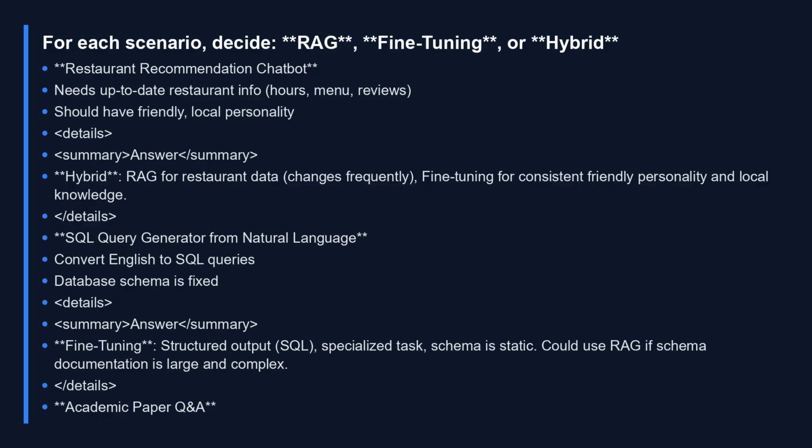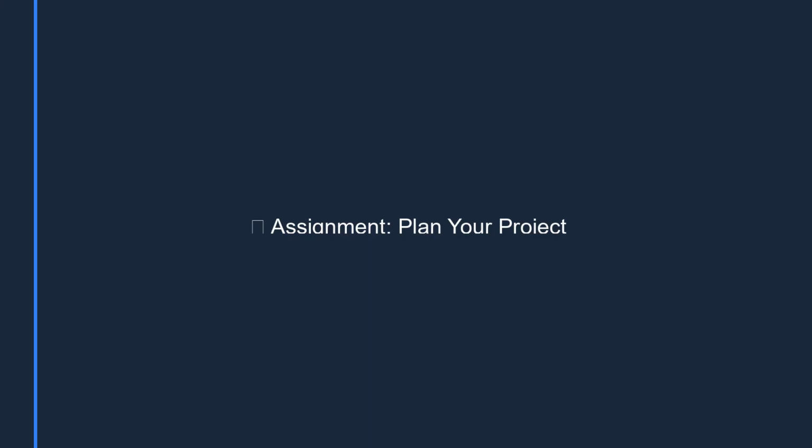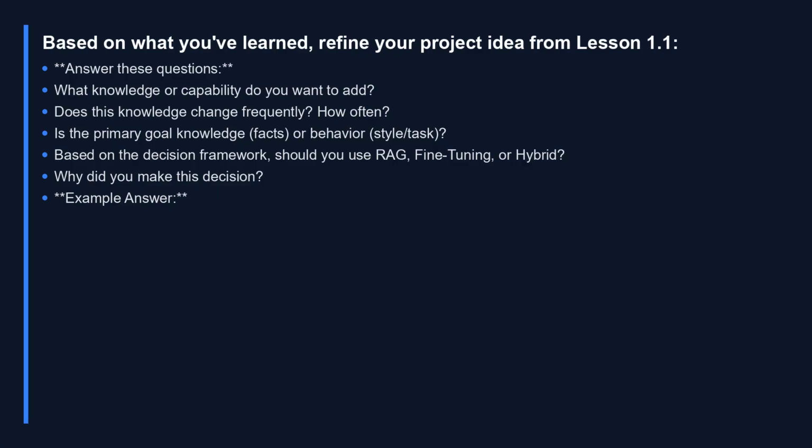For each one, trace through the decision framework: frequency of change, factual versus behavioral, and whether you need both. The answers are in the lesson materials, but reason through them yourself first. That reasoning process is the skill you're building. Assignment. Plan your project. Take the project idea you identified in lesson 1.1 and run it through this framework.